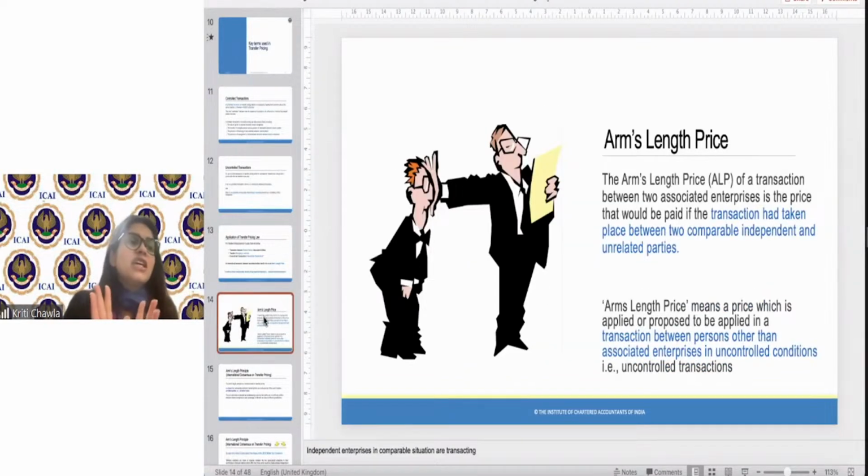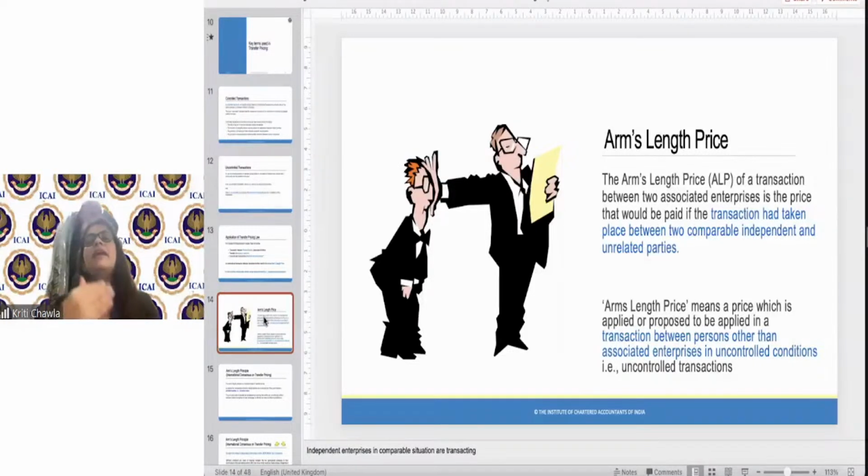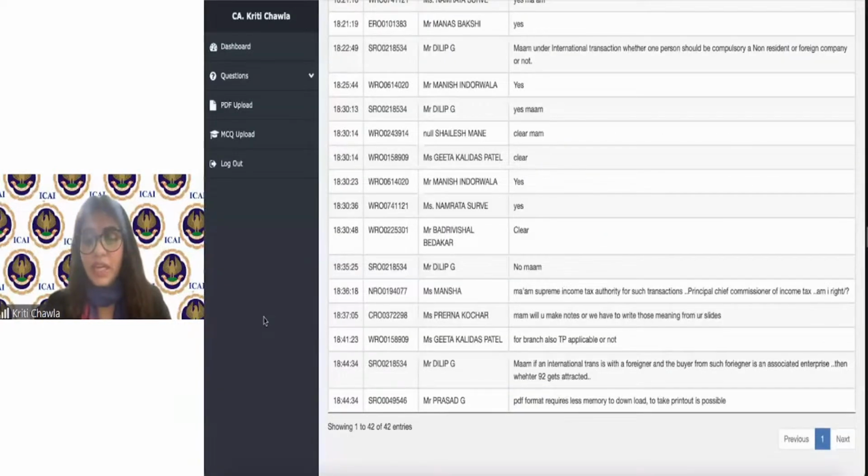Very easily put, arm's length price is basically a price at which independent entities are transacting. That basically means that you'll have to see what is the price at which independent enterprises are transacting in a comparable situation. And that is basically the arm's length price. Some people also say that arm's length price is the open market price. They say it because open market price is the price at which independent enterprises are transacting.